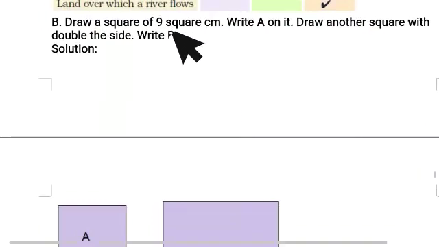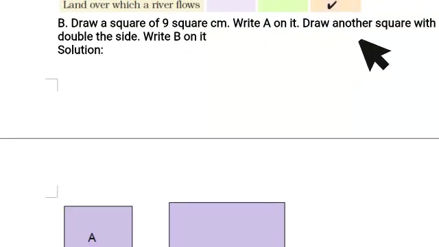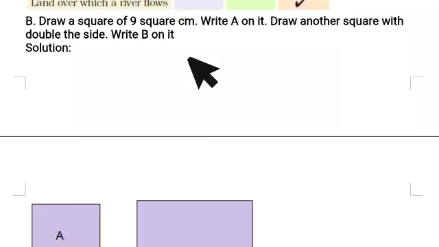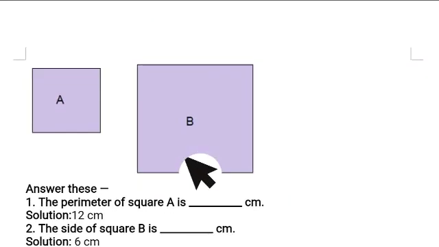Draw a square of 9 square centimeter, which means one square of 9 square centimeter. Write A on it. Draw another square with double the side. Write B on it. Okay, so this is 9 square centimeter. You have to see the 9 squares, and double of that we have to make, and write B inside it.